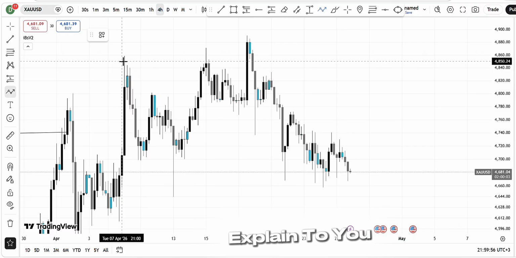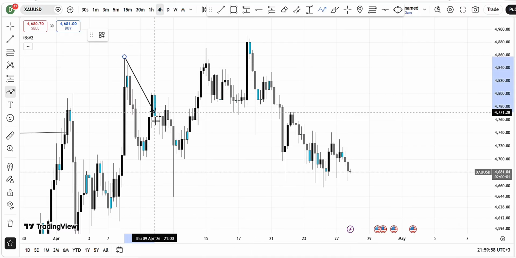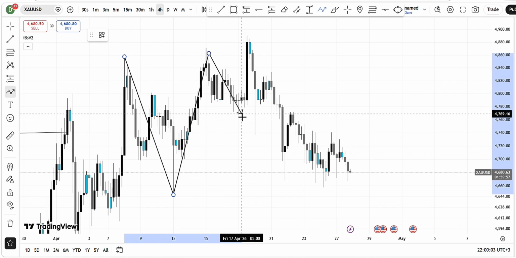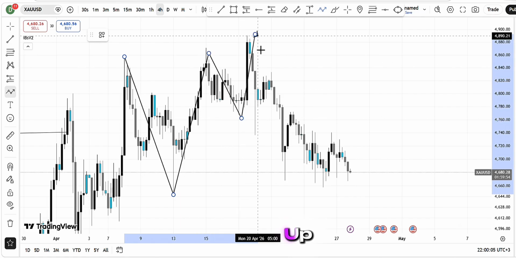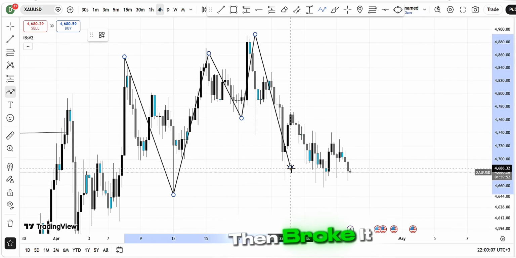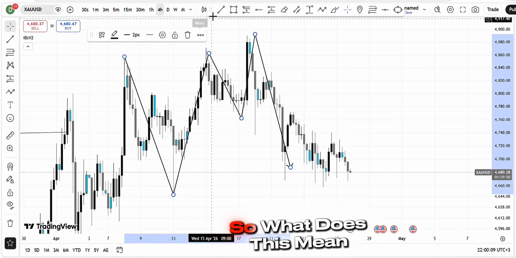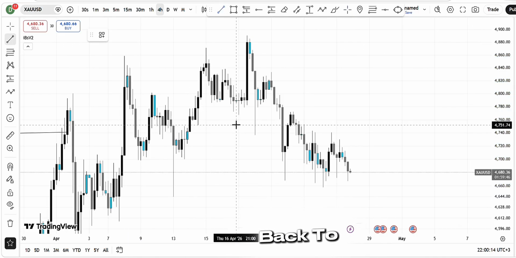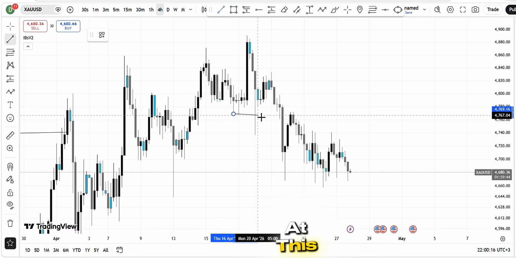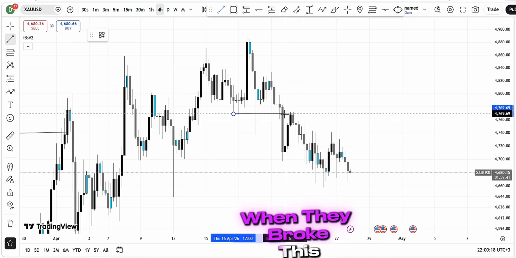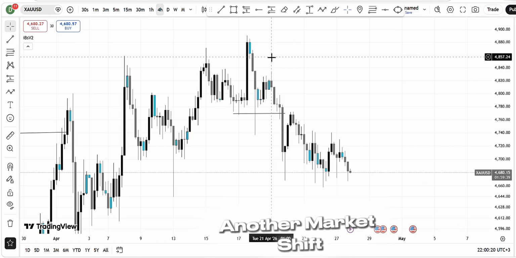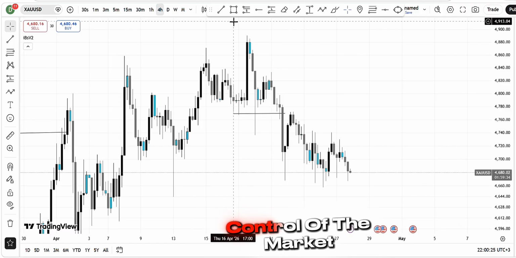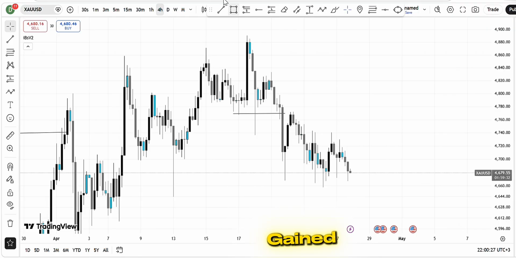Let me first explain to you. The market came here, up, down, up, then broke it. So what does this mean? This means that the sellers came back to the market at this point when they broke this, and this became another market shift to the downtrend. So it shows the buyers lost control of the market and the sellers gained power.